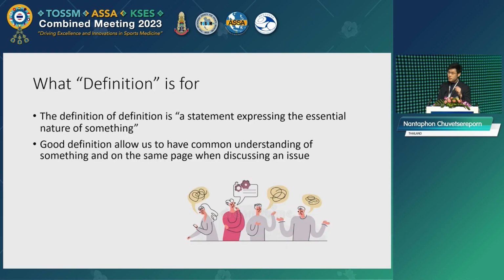We use the word definition to express the essential nature of something. A good definition allows us to have a common understanding of something we want to discuss. And today, of course, massive rotator cuff tear.